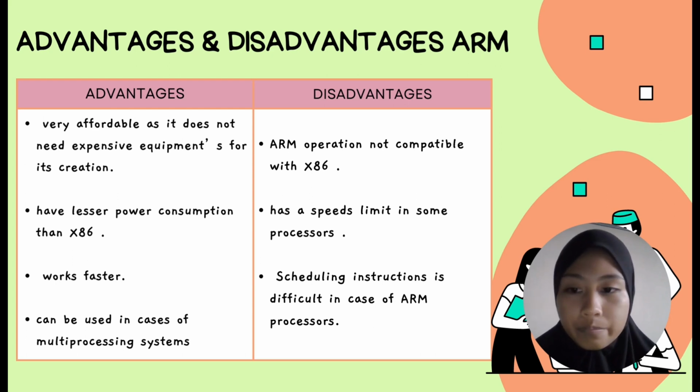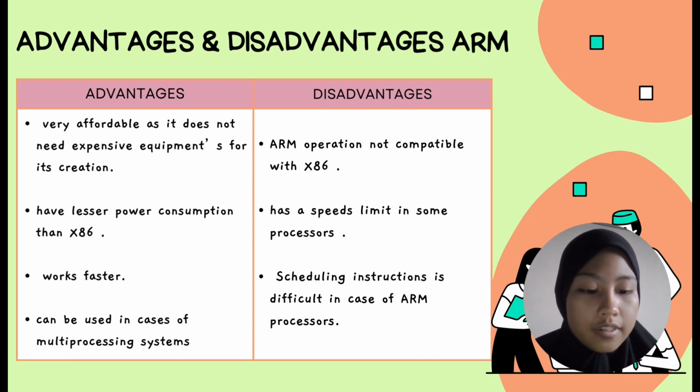Secondly, ARM processors have lesser power consumption than x86. They were initially designed for performing at lesser power. They even have fewer transistors in their architecture. They have various other features that allow for this.